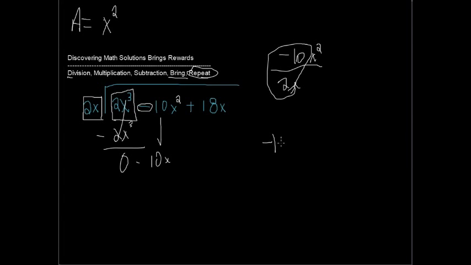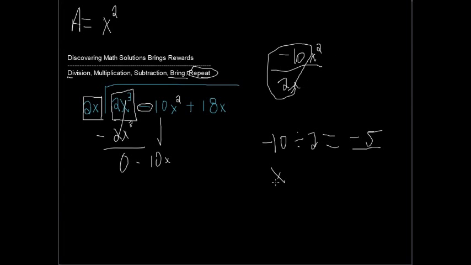So minus 10 divided by 2 equals what? Well, 10 divided by 2 is 5. So if it's minus 10 divided by 2, it's just going to be minus 5. So now we have our constant. We have minus 5 here. Now we just need to deal with the variables.